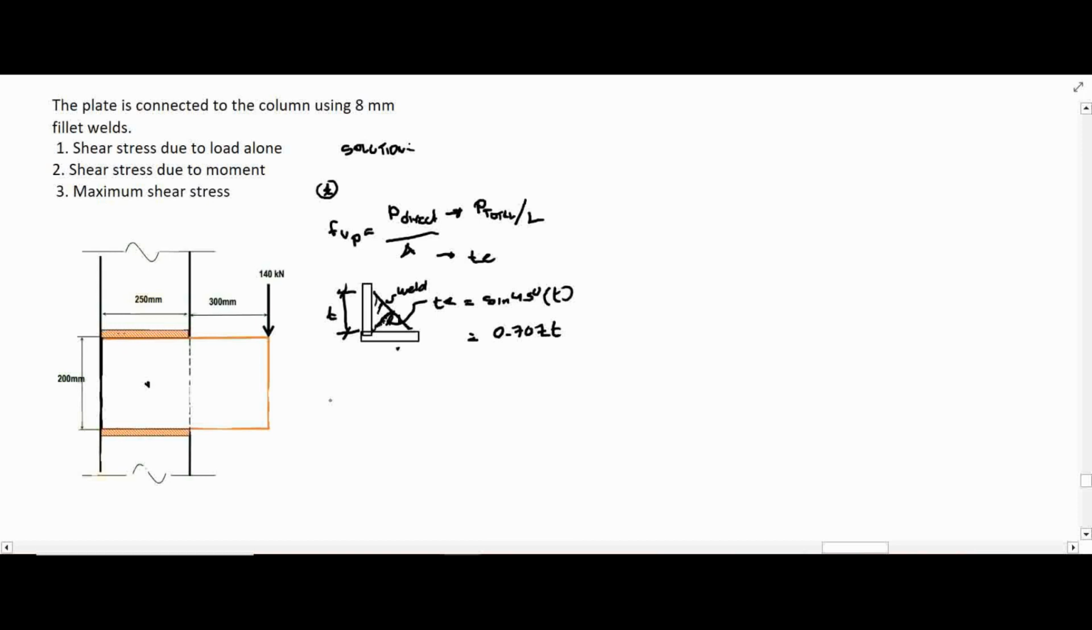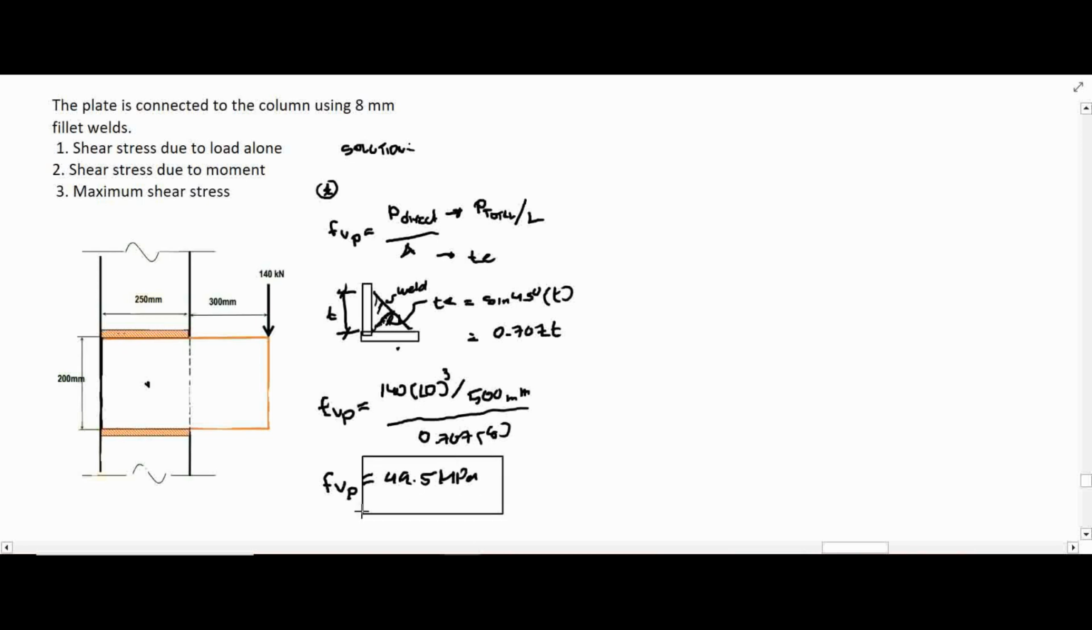So we can now substitute values. FVP is equal to the P total, that's 140 kilonewton, converted to newtons, 140 times 10 raised to 3, divided by the total length of the welded part, that's 250 plus another 250, that's 500 millimeters, divided by the area. This is the unit area per length, so that's 0.707 times 8. So we have our shear stress due to load alone, that's 49.5 MPa. All right, so we have our answer for number one.